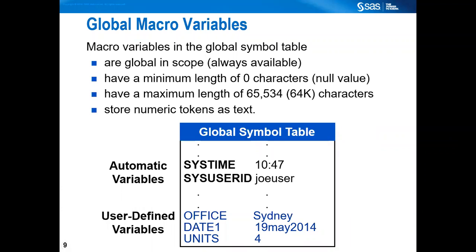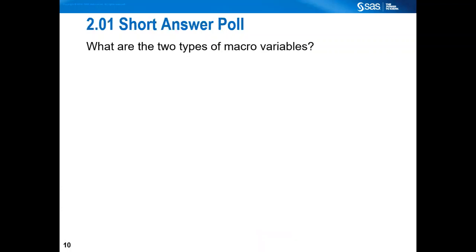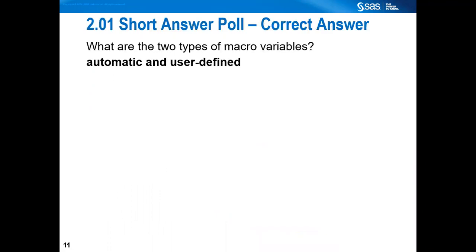All right. So what are the two types of macro variables now? You were introduced to them earlier. Automatic and user defined. Absolutely. Automatic and user defined macro variables.